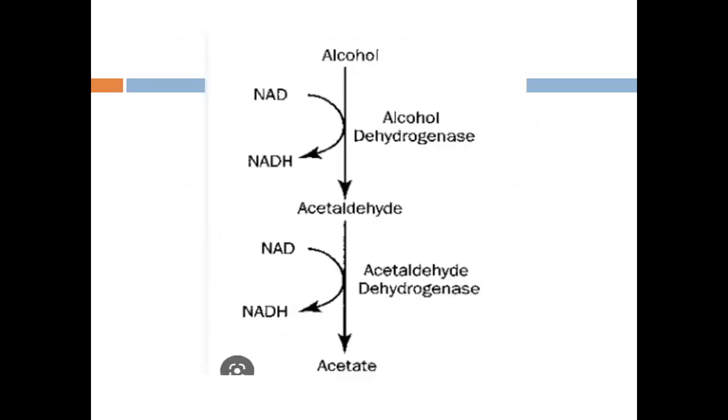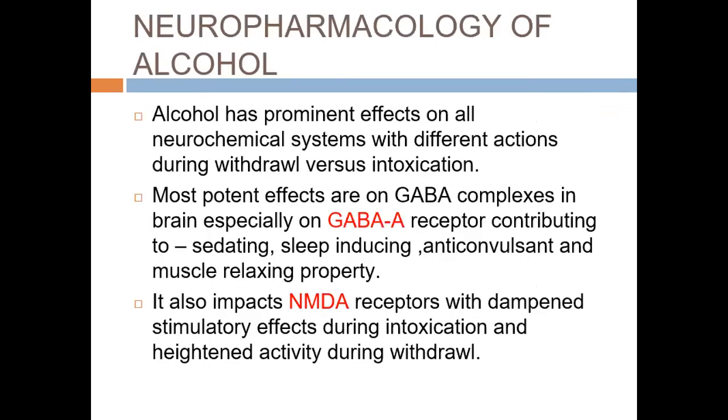Alcohol is converted into acetaldehyde by the enzyme alcohol dehydrogenase, which further gets converted into acetate by the enzyme acetaldehyde dehydrogenase. Neuropharmacology of alcohol. Alcohol has prominent effects on all neurochemical systems with different actions during withdrawal versus intoxication. Most potent effects are on the GABA complexes in the brain, especially on GABA-A receptors, contributing to sedating, sleep-inducing, anticonvulsant, and muscle relaxing properties. It also impacts NMDA receptors with dampened stimulatory effects during intoxication and heightened activity during withdrawal.